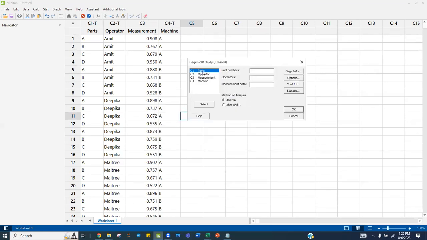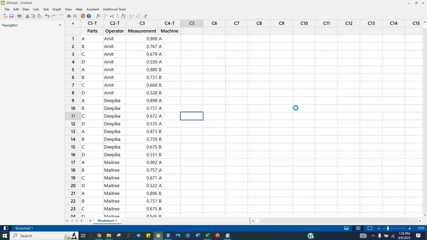So double click on part number and it will come here. Then operator: I have Amit, Deepika, and Maitri. Here is the operator, and the measurement data is the output, which is here. By default, the ANOVA method, let everything be as it is and click on OK. Now you will see the result.